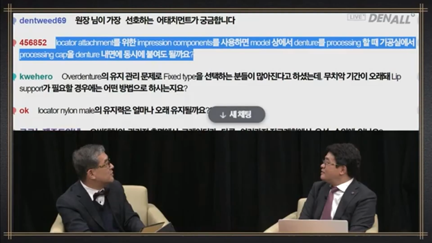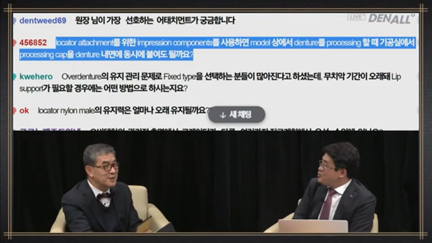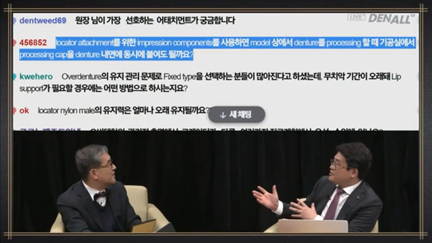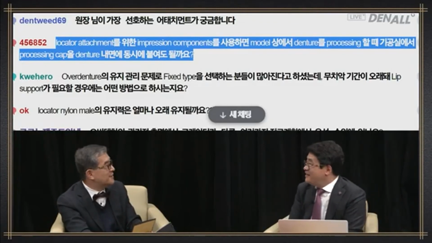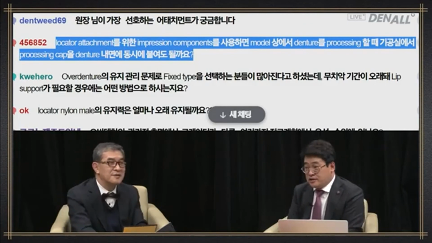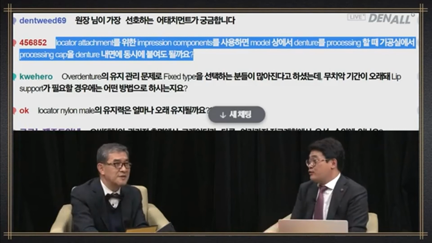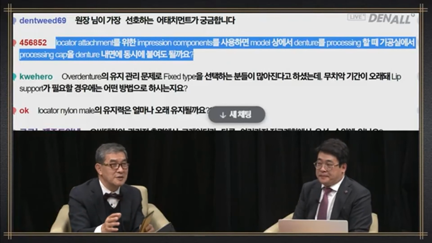456852. If I use impression component for a locator attachment on the model for denture processing, can the lab attach the processing cap on the inner surface of the denture at the same time? You've mentioned this earlier. Yes, I've mentioned it in the lecture, but I think he or she missed it slightly. On the model, you can attach it. However, in the case of tissue-supported overdenture, I recommend attaching it in the oral cavity. If it fits nicely, it reduces chair time.